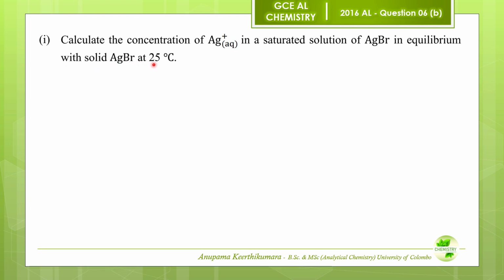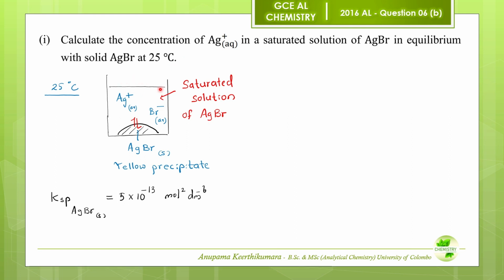AgBr at 25 degrees Celsius. According to this question, there is a solution of saturated AgBr in equilibrium with solid AgBr. We need to calculate the concentration of Ag plus ions in this saturated solution. This equilibrium exists in the given saturated solution.